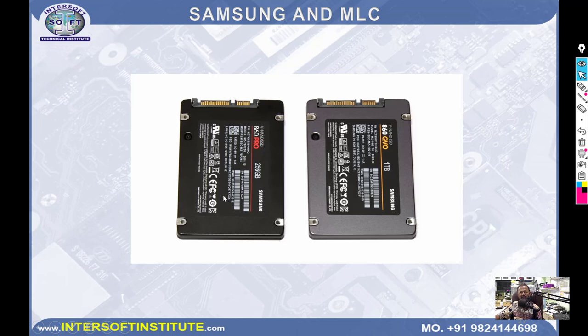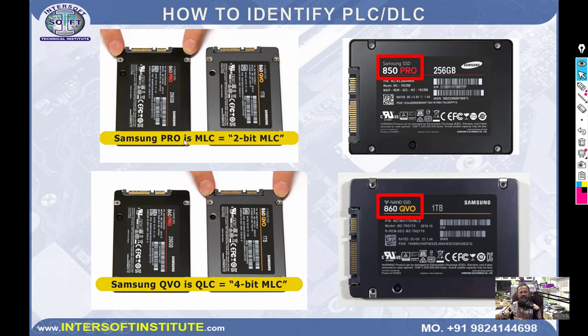How to identify whether it is MLC, TLC or QLC? We have to identify it with the model name. Here it is written Samsung Pro is MLC, 2-bit MLC is written here. So you can identify this, and Samsung QVO is a QLC, that is 4-bit. QVO, you can see here QVO, this model is 4-bit and this model is, okay, this is a Pro and it is an MLC.